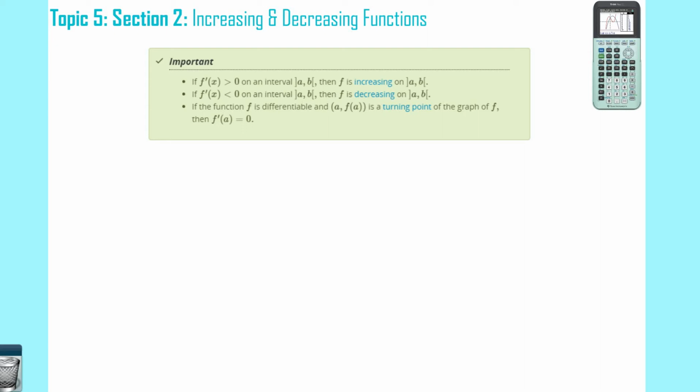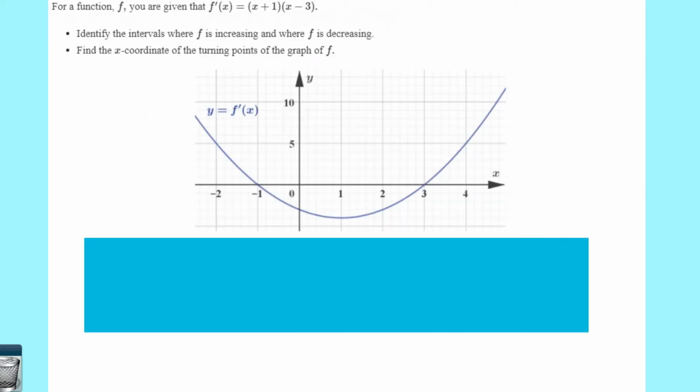So here we want to be able to analyze a graph of a derivative. Here you've got it written in your textbook form, so let me try to put it in layman's terms. Here we've got a function, x plus 1 times x minus 3. First I graphed it, and this is what showed up on my graphing calculator.